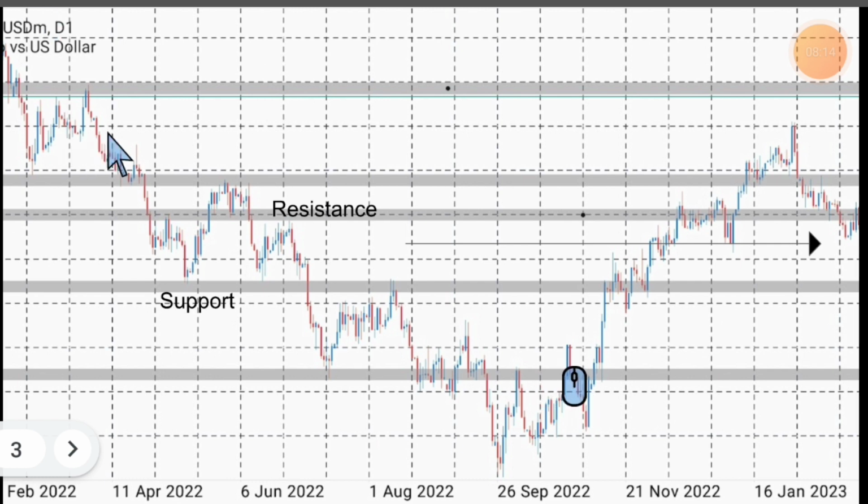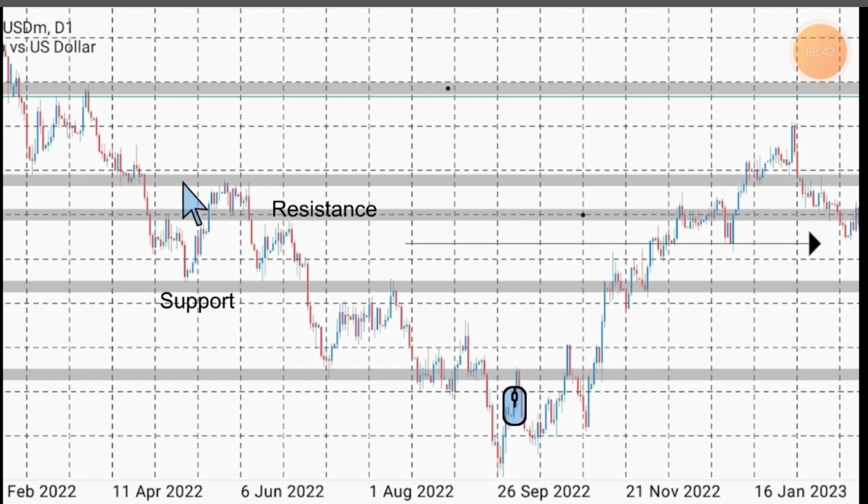Looking at the line I drew, this is a resistance line, and this is a support line. Let's start from here. Price came here, tested the support line, went up, met a resistance, and broke through the support. Now it came back, and support becomes resistance. This was an initial support, and now it is a resistance.